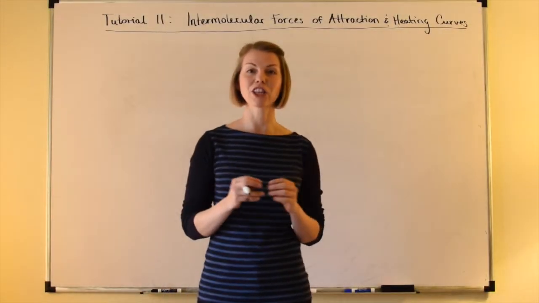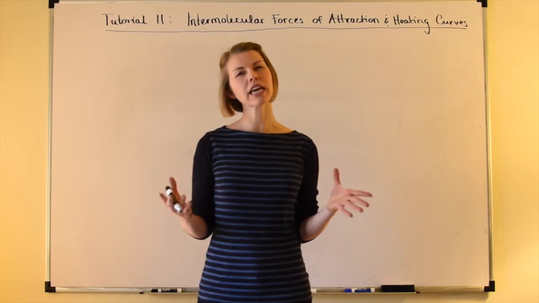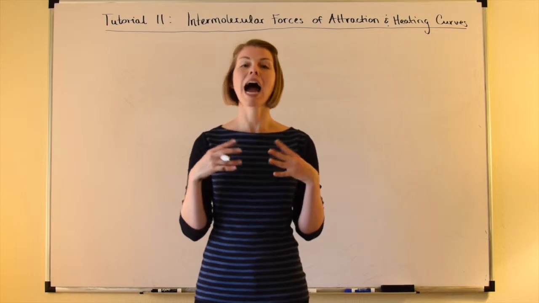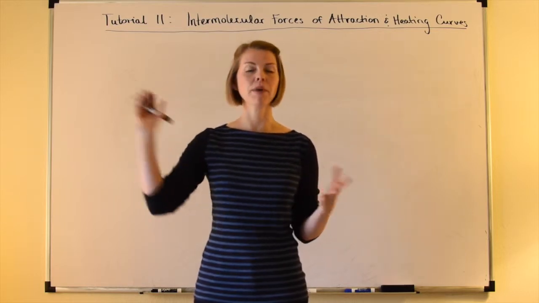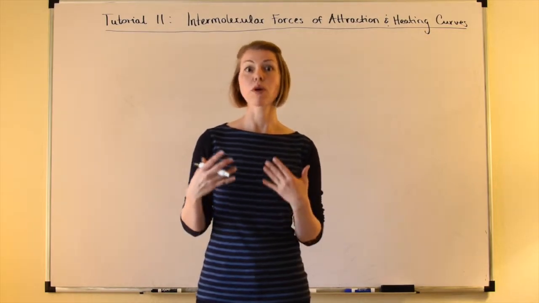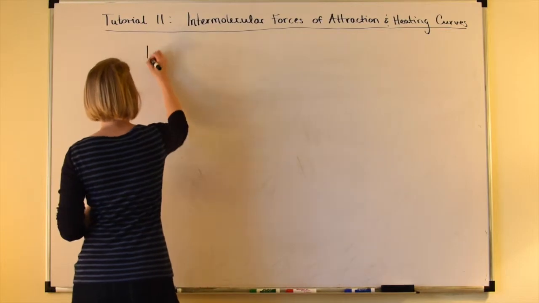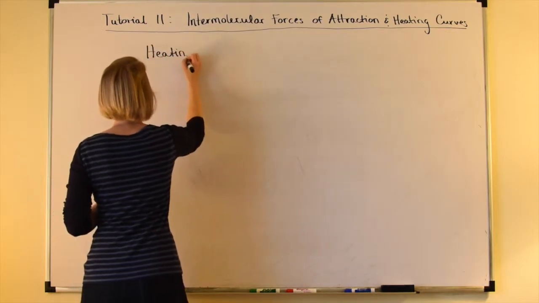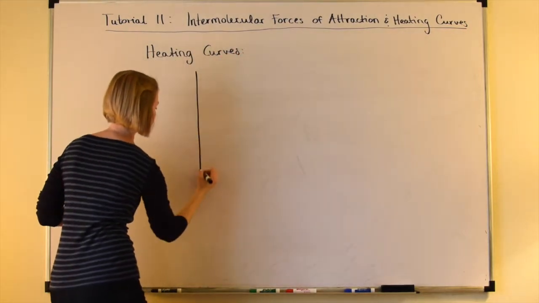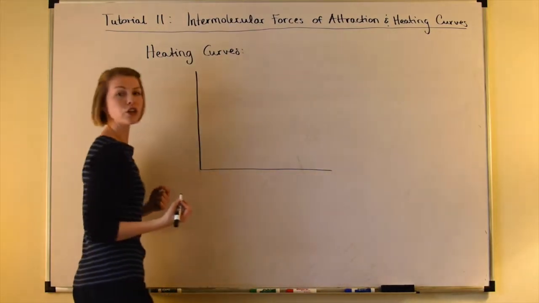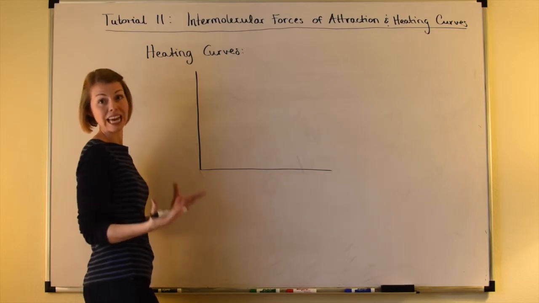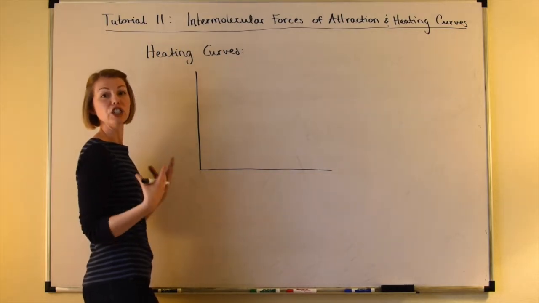Okay, we're going to go ahead and look at heating curves next, and we're going to take more of a qualitative approach to this and just get an idea of how a heating curve is shaped, what the shape of a heating curve is, and what the different lines in a heating curve represent. So a heating curve is going to have the same generic shape regardless of what substance it's representing. So we're going to really focus on that generic shape.